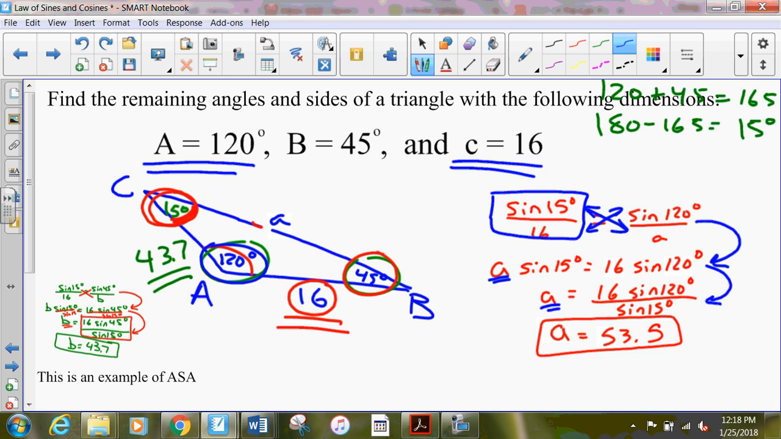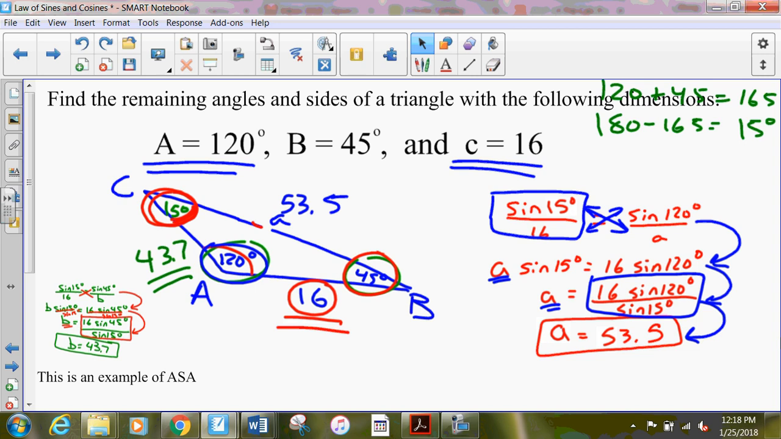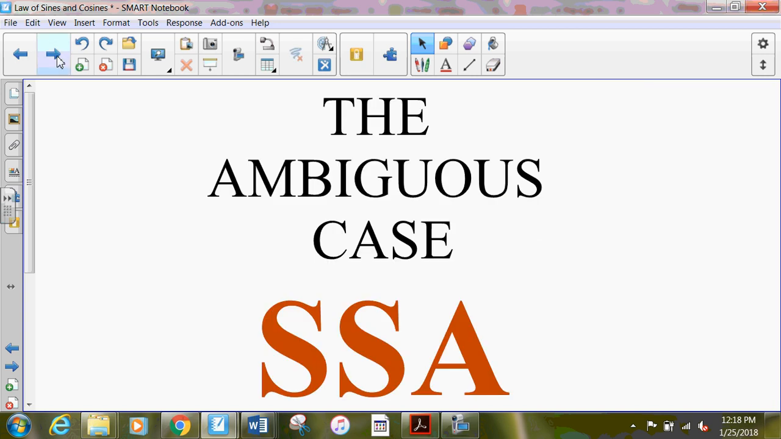Once we isolate A, we can put all of this in our calculator and hit enter, and we get 53.5, which makes sense. That should be the largest side since it's opposite the largest angle. So law of sines is great until it isn't. It's actually still great, but we have to be really, really careful.